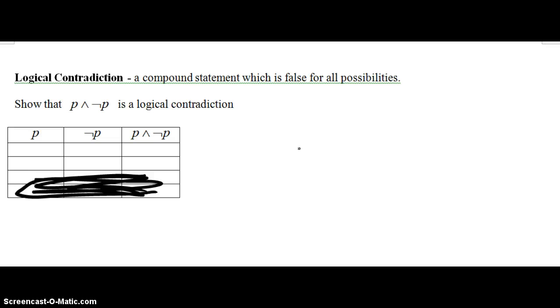Okay, so let's see how you did here. We have true and false. The opposite of true is false. The opposite of false is true. Now, if it's and, it has to be both. Are both true? Nope. Are both true? Nope. So this is false for everything. So it's a logical contradiction. That's what that means.